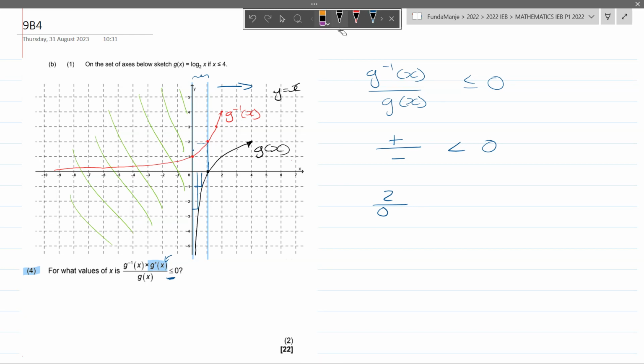We also cannot include the asymptote, the y-axis. So x equals 0 is not included in the answer, and x equals 1 is not included in the answer. Therefore, you can describe your region as x has to be strictly between 0 and 1. And that's how you would write your answer. These are the values of x that satisfy this condition.